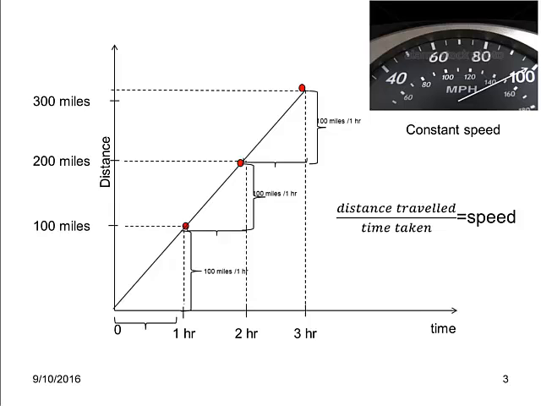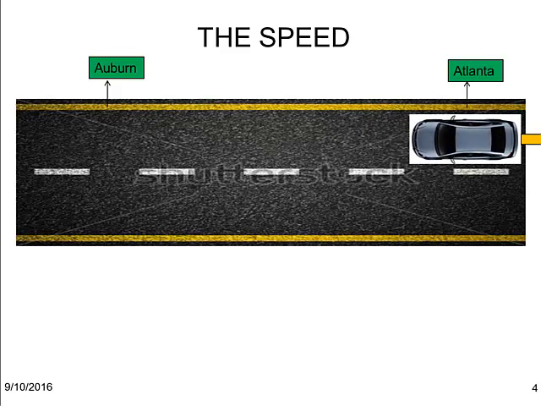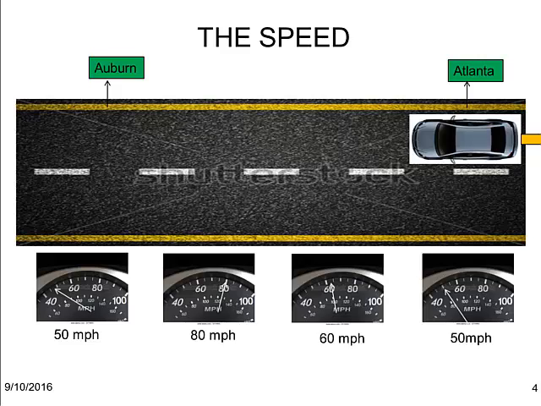But in practice, no one really travels at constant speeds continuously. Imagine that you are driving your car from Auburn to Atlanta. You must have noticed different speedometer readings at different instances of your travel. That means your speed varies as and when you push the accelerator or brakes.